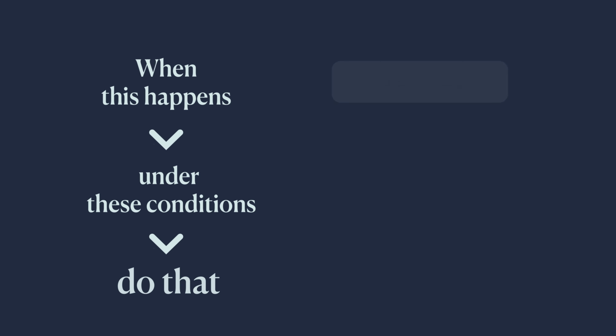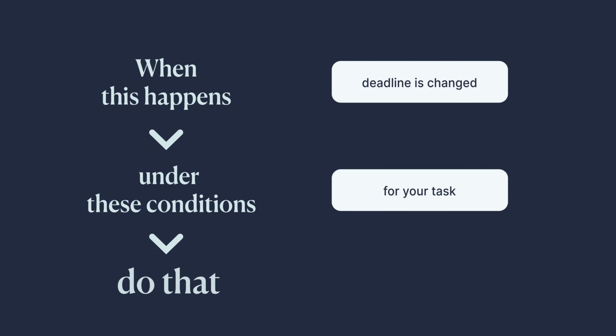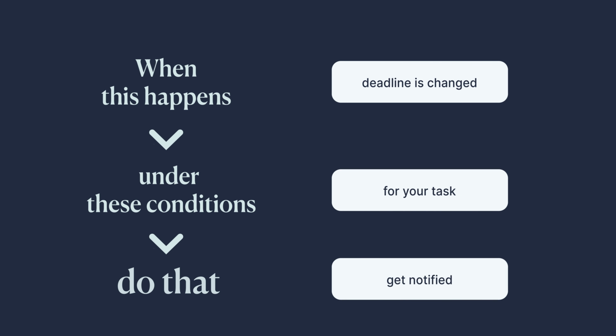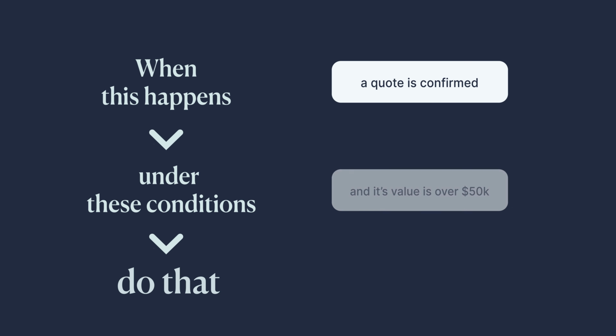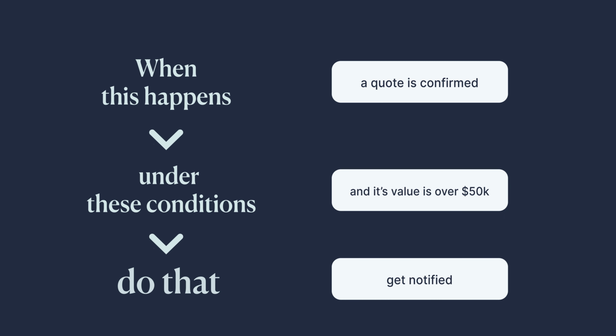For example, if the deadline is moved for one of your tasks, get notified so you never miss an important assignment again. Or whenever a customer confirms a high-value quote, get automatic alerts and skip constant check-ins with your sales team. Let's see how to create a new rule in just 3 steps.